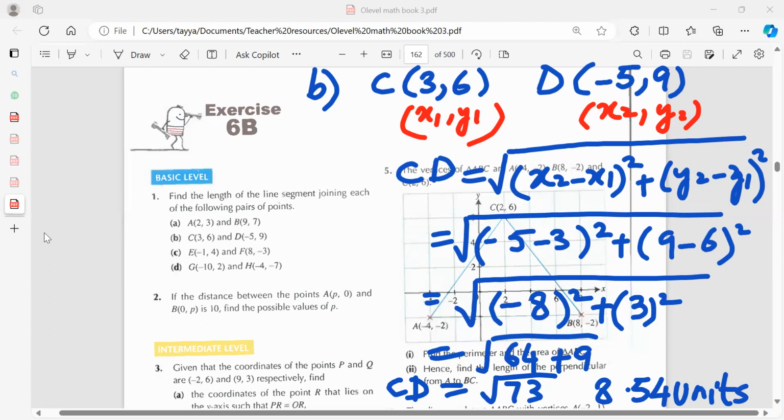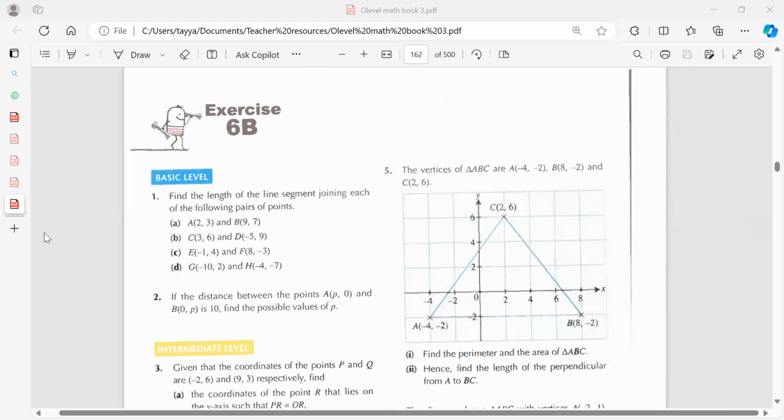How many questions did you do in class? Till question number 2, miss. Up till question number 2? Yes. Okay. We will complete, inshallah. Okay. Have you done this? So can I erase now? Yes, miss.